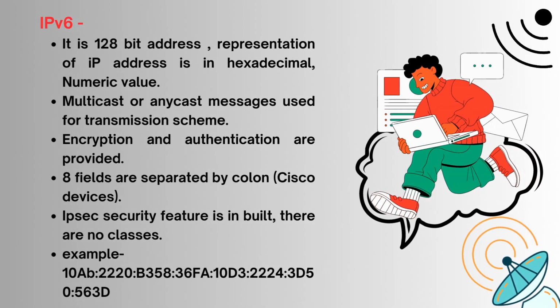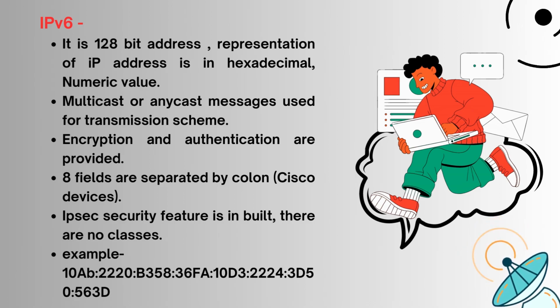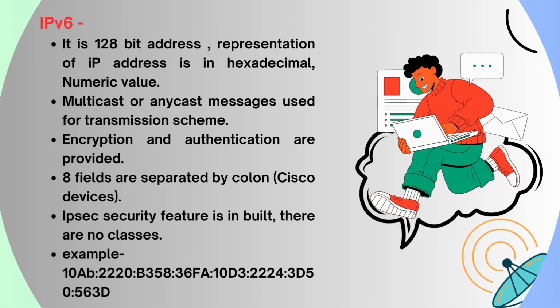IPv6 is a 128-bit address. Representation of the IP address is in hexadecimal and numeric value. Multicast or anycast messages are used for the transmission scheme. Encryption and authentication are provided. 8 fields are separated by colons, used in Cisco devices. IPsec security feature is inbuilt. There are no classes, and this is an example of IPv6.